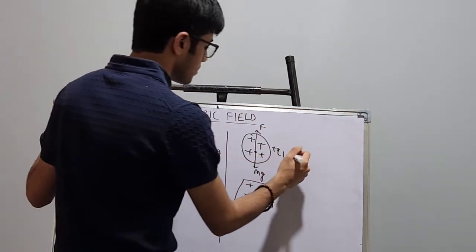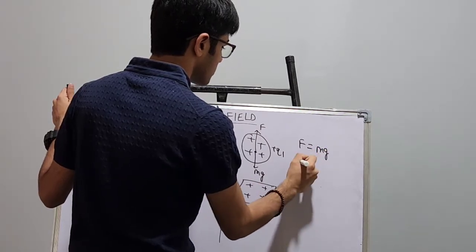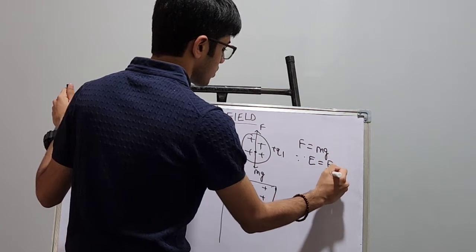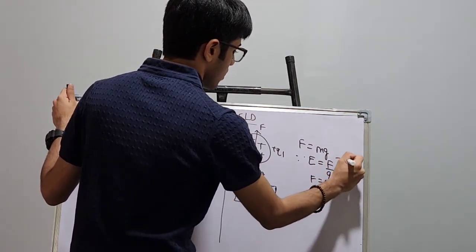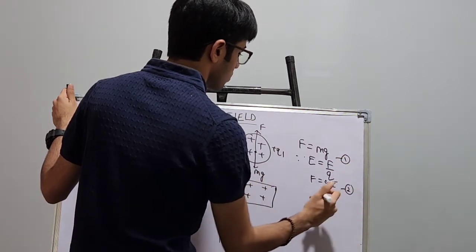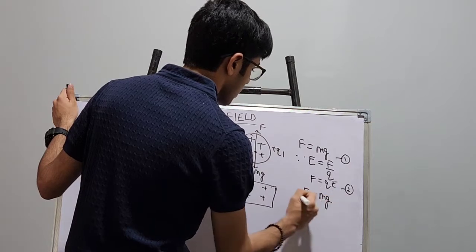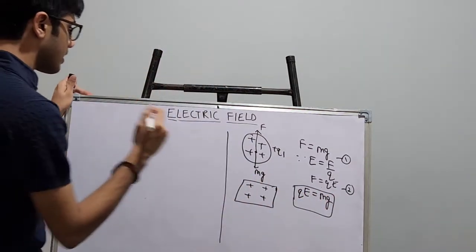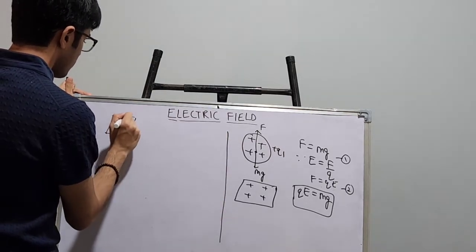What we will do is that F would be equal to mg, and since we already know that electric field is equal to F upon Q, from here we get that F is equal to QE. Now equating 1 and 2, we get QE is equal to mg.